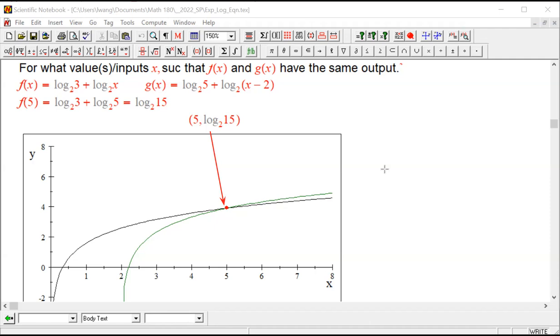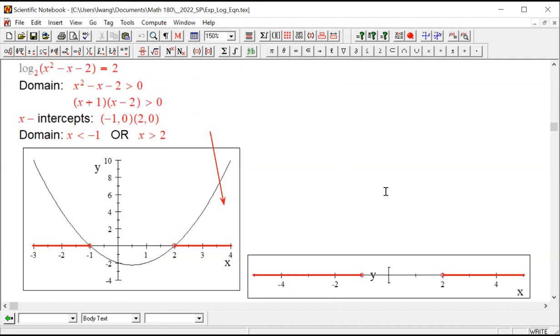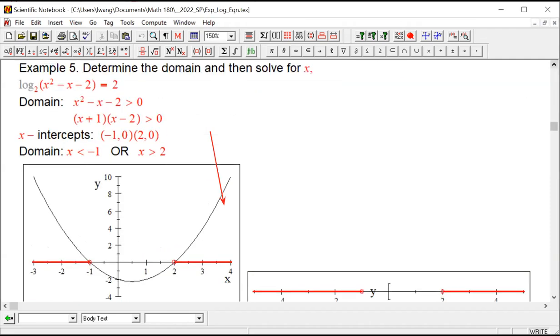Excuse me. All right. So this is another perspective. I hope these perspectives will be very helpful for us to understand. So let's look at example number 5. In example number 5, we have a function.